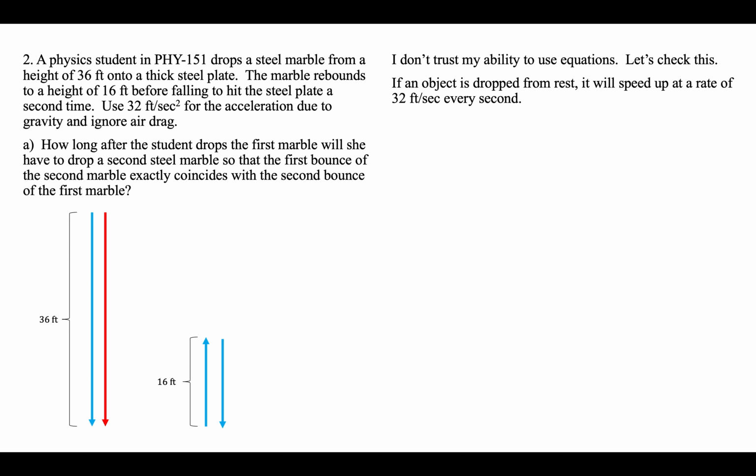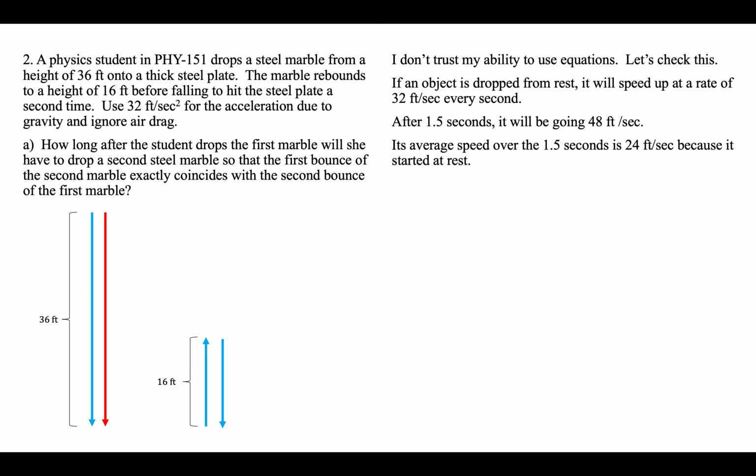All right, we're dropping something from rest. It's going to speed up at a rate of 32 feet per second every second. After 1 second, it's going 32 feet per second. After 1.5 seconds, it's up to 48 feet per second. Its average speed over this 1.5 seconds is 24 feet per second because it started at 0. The average of 0 and 48 feet per second is 24 feet per second. If it averages 24 feet per second for 1.5 seconds, it goes 36 feet. Ooh, it's right. Check. That's what we got. 36 feet for the distance.